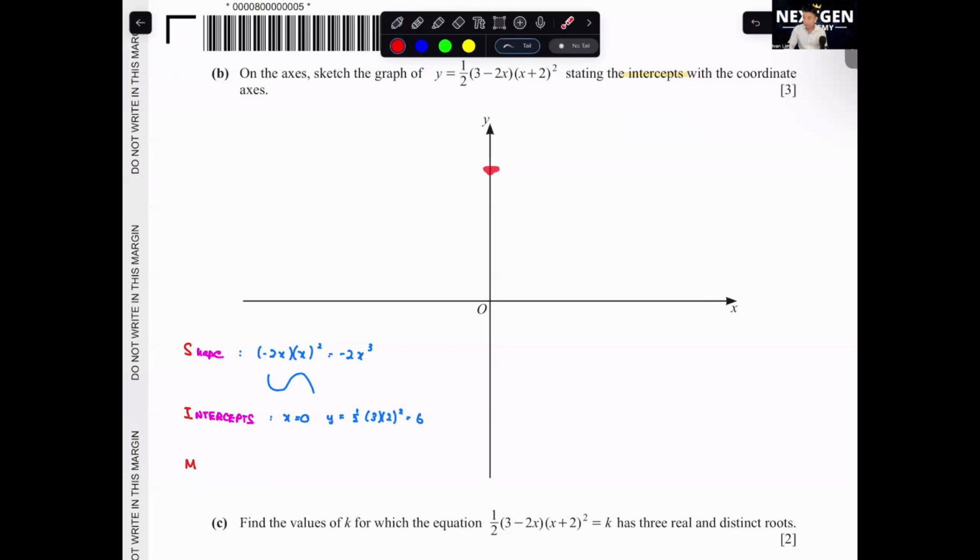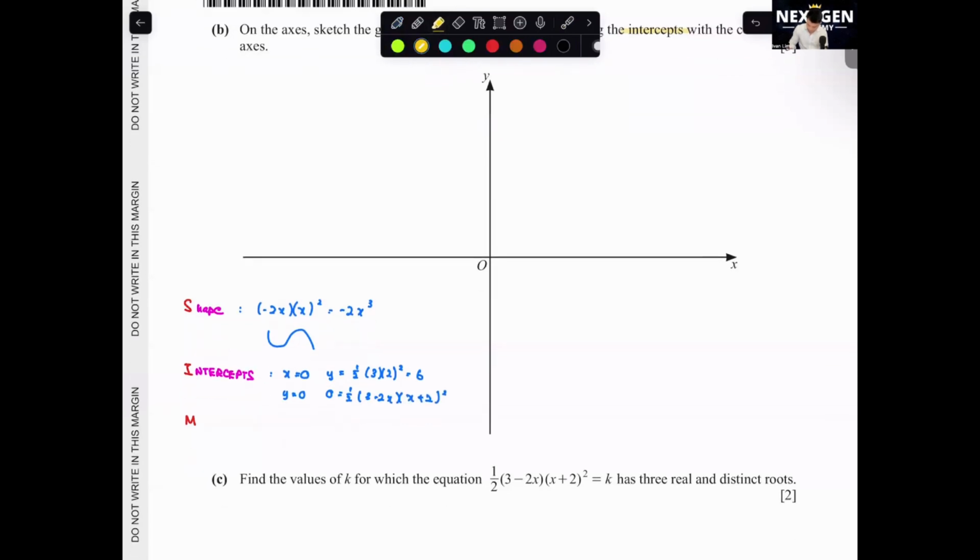X-intercept, did we get it just now? Okay, for the x-intercept, we just need to sub in y equals 0. Since this is already in factorized form, 0 is equals to half (3 minus 2x)(x plus 2) squared, right? So that means you just take each bracket and set it equals to 0. 3 minus 2x equals to 0, x is equals to 3 over 2. And for this one, x plus 2 equals to 0, x equals to negative 2.